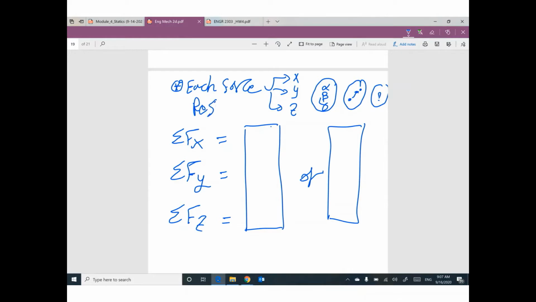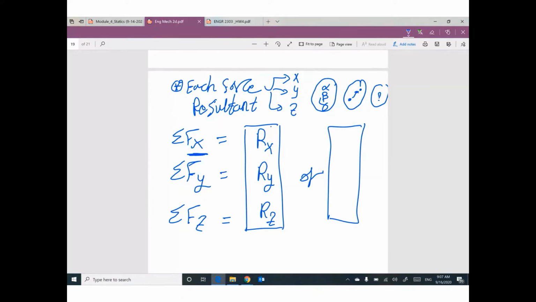like last week, that means the summation of all X components equals the X component of the resultant force. Summation of all Y components equals the Y component of the resultant force. Summation of all forces in Z direction equals the Z component of the resultant force. If you have a resultant.